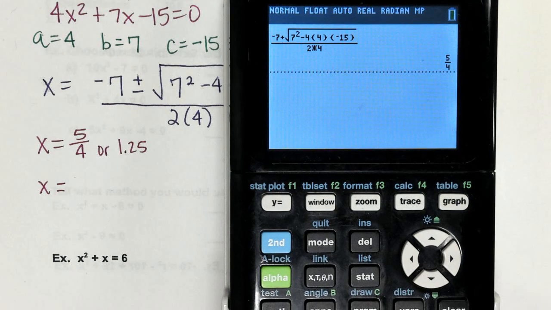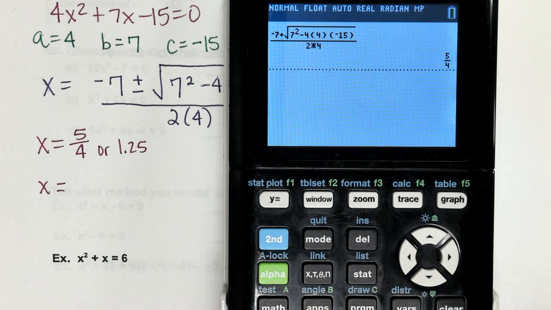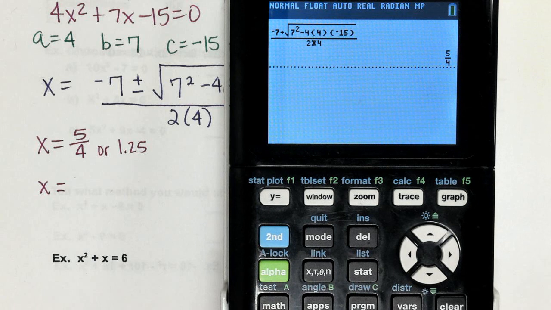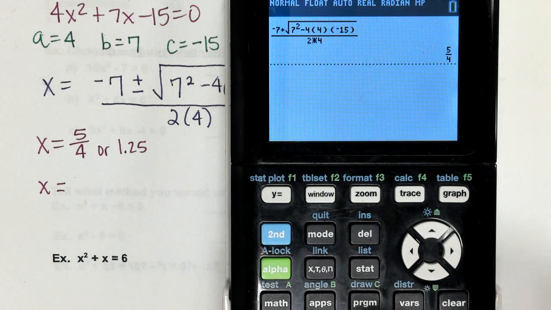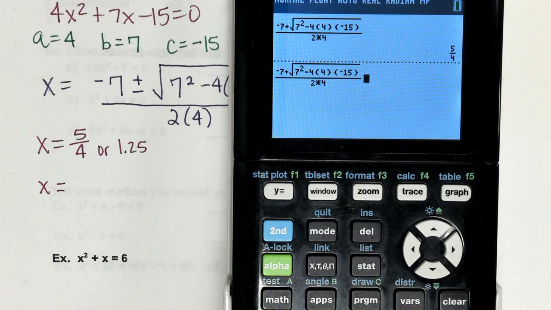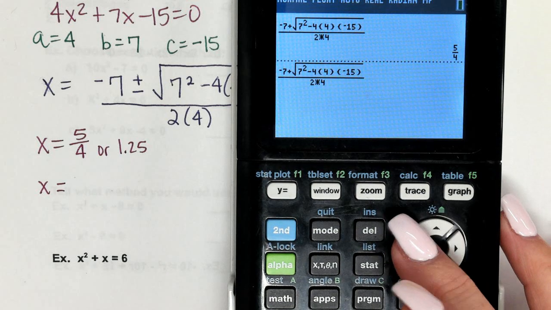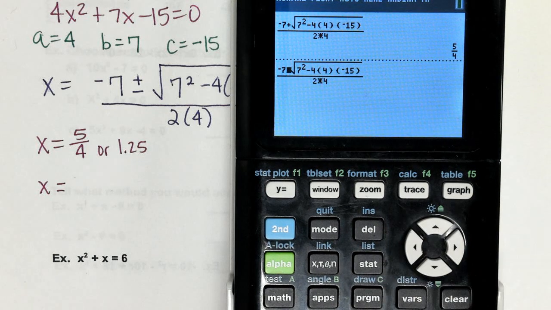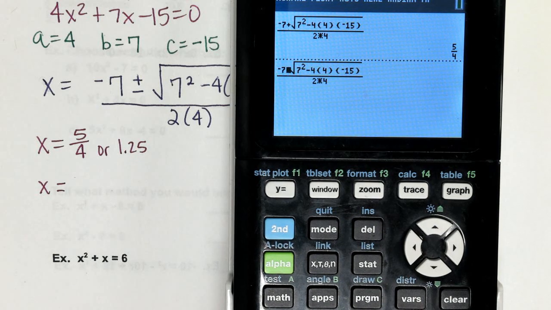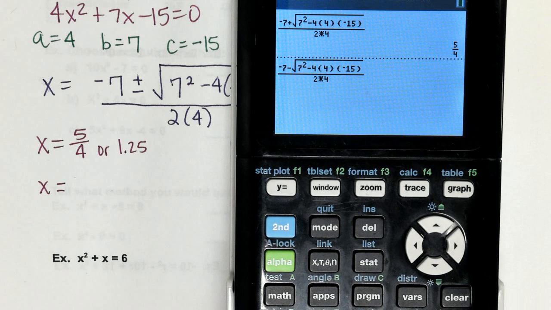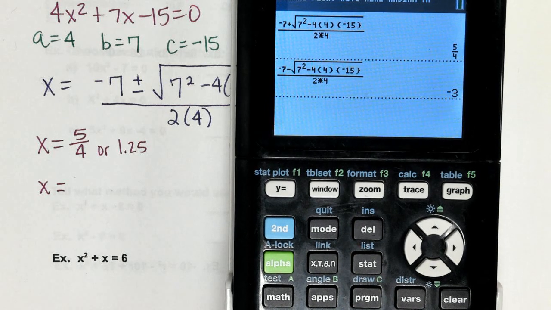But I need the other answer. Now, if you don't want to have to retype this in, are y'all listening to me? Don't clear it out. Hit second enter. It is going to re-enter what you put in. Then arrow over to the plus sign and change it to a what? No, not a negative. Minus. And then hit enter, and that's your other answer.